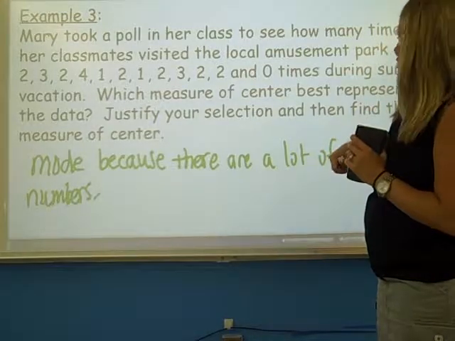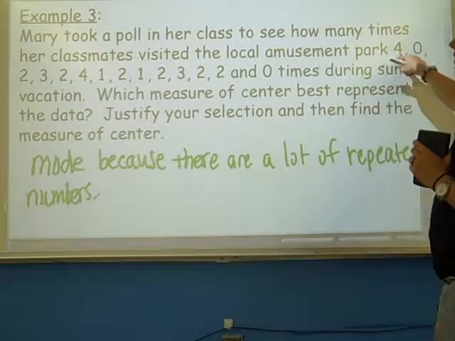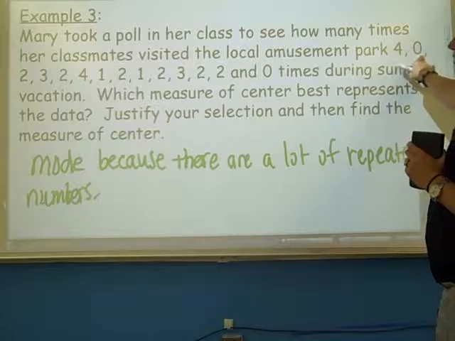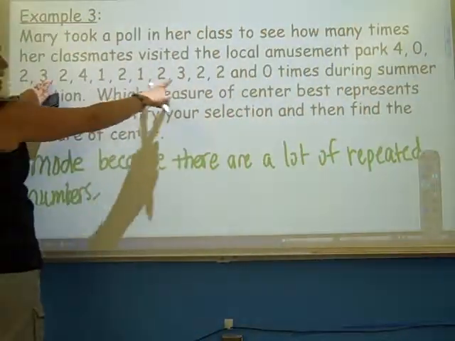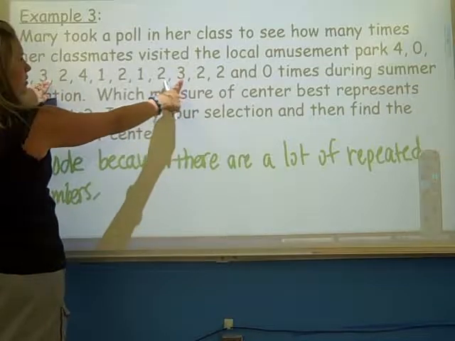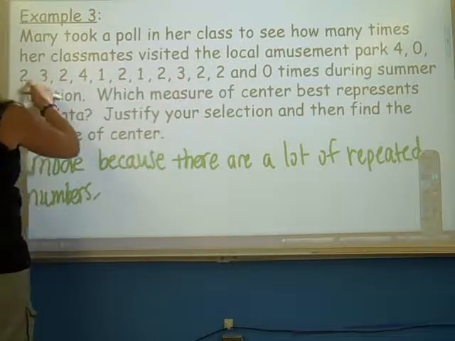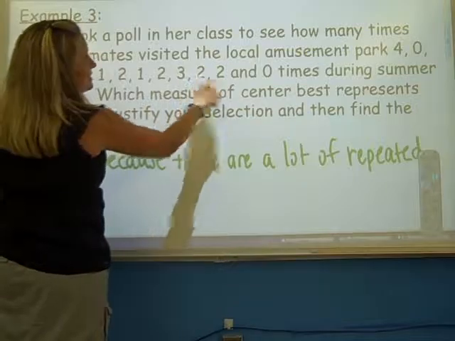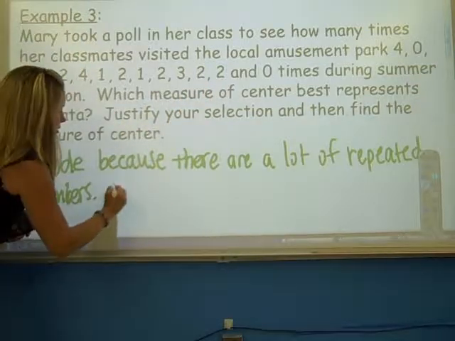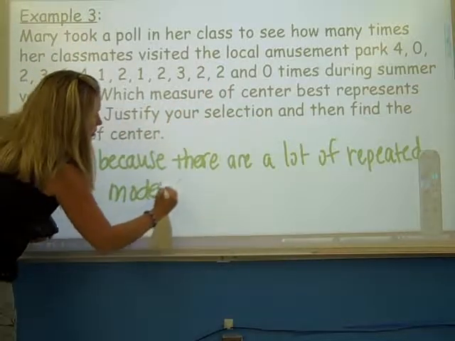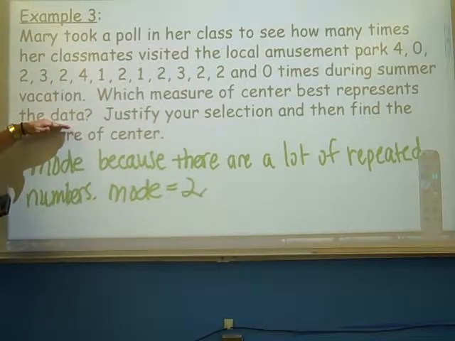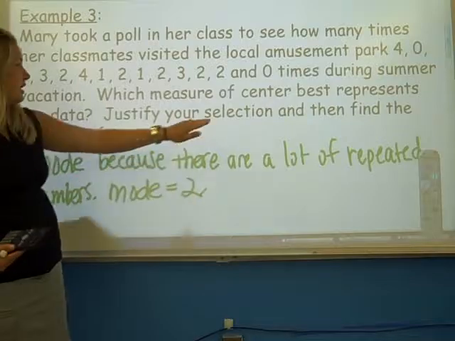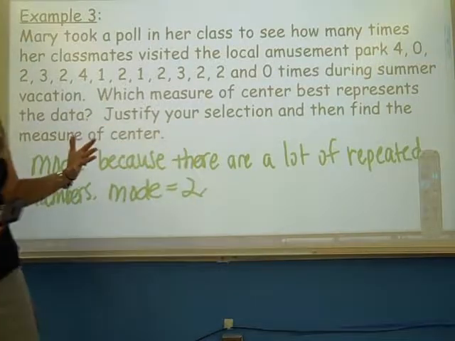then I have to find that measure of center. So for 4s, I only have 2 4s, I only have 2 zeros. 3s, I have 2 3s. It looks like 2 is going to be the most. 1, 2, 3, 4, 5, 6 2s. So the mode equals 2. So I chose the one that best represents it, I explained why I chose it, and then I found that measure of center. So I answered all the questions.